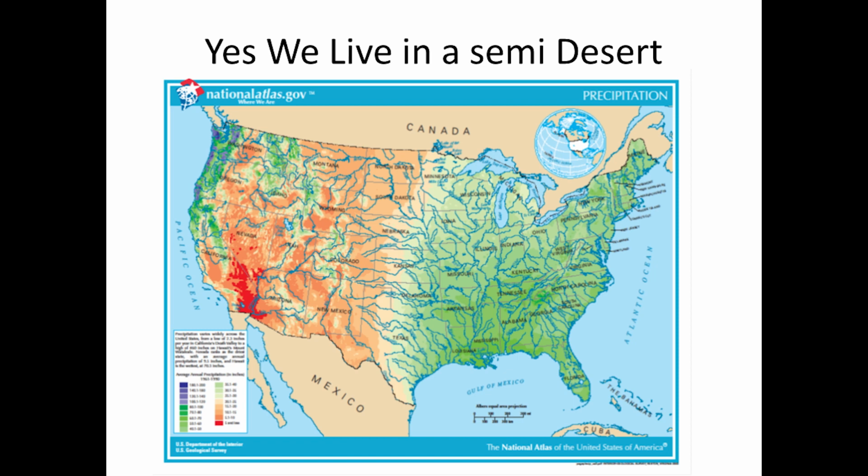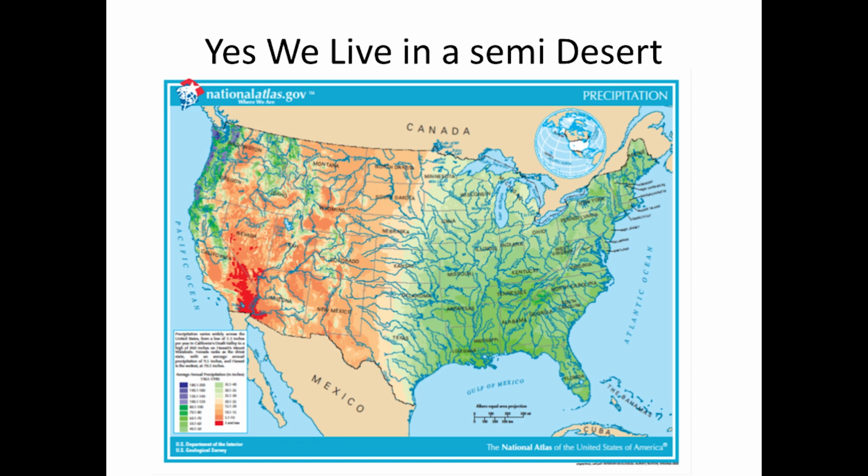As some of you all know, or are learning, we do live in a semi-desert. We get about 24 inches of rainfall on a good year. Of course, we have years like last year where we got about 12. But then there's also years we'll get 40. So you kind of have to deal with what we got.